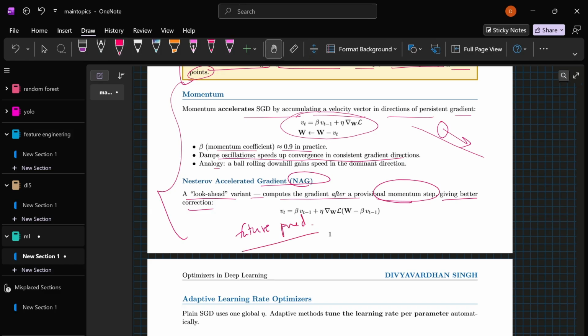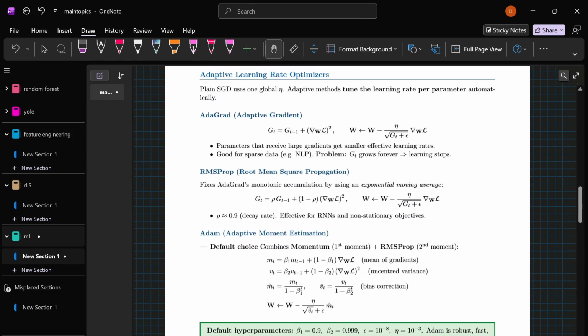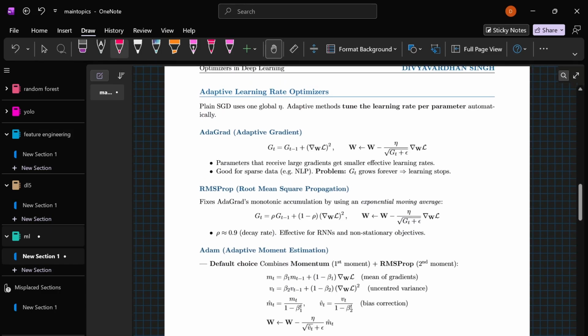So section 2 is about adaptive optimization. Okay, adaptive optimizers. In this we'll be leveling up. First we'll go with AdaGrad, also called adaptive gradient. AdaGrad keeps track of the sum of squared gradients of each parameter. Now this is an important thing: parameters that receive large gradients get a small effective learning rate and parameters with small gradients get a large one. This is really useful for sparse data like NLP tasks.